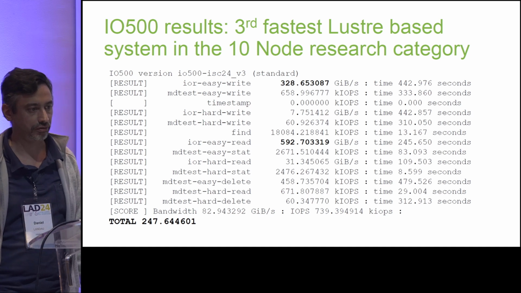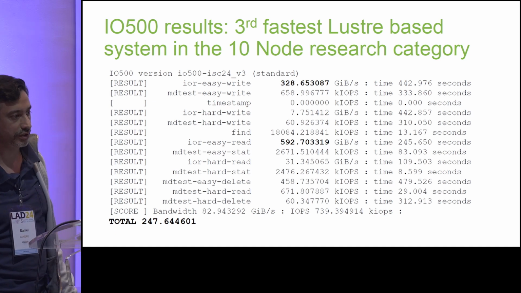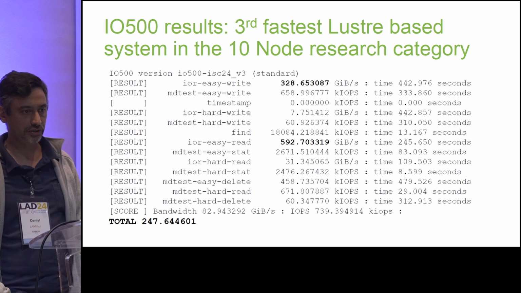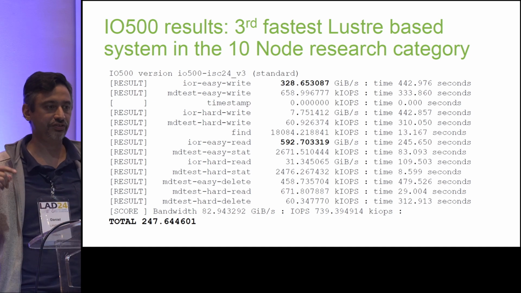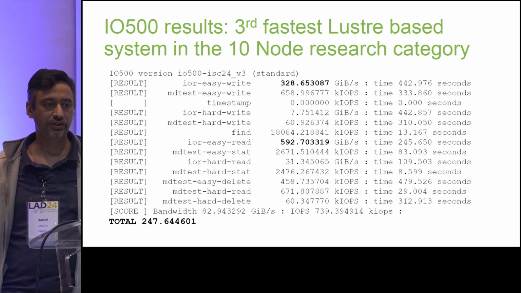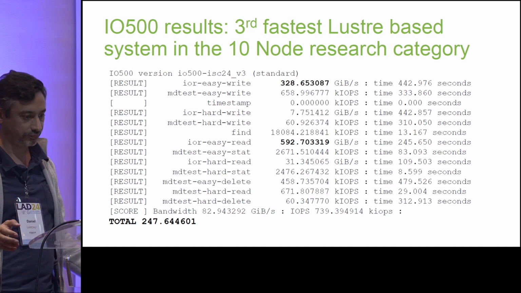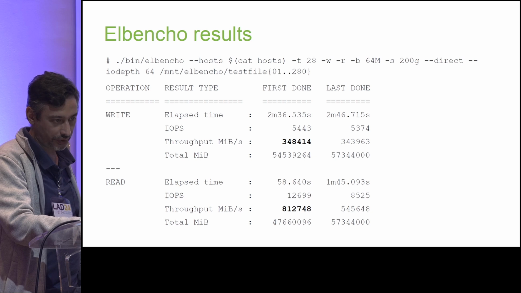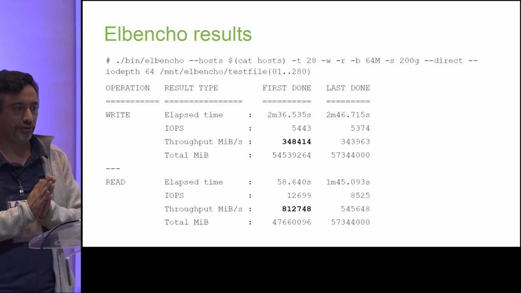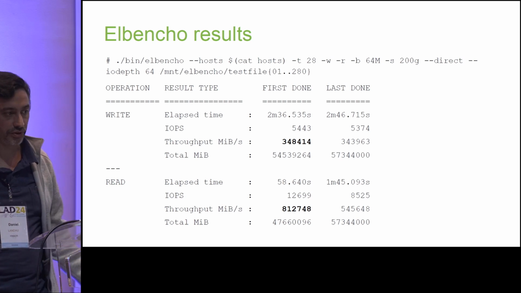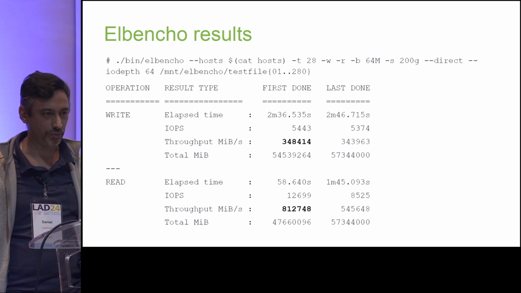So our client ran the IO500 test from 10 clients, and on total score, he received the third fastest Lustre-based result in the 10-node research category. He also likes to experiment. He took another test program. He recommended also using this program to me. I played a little bit, but to be honest, I think I've done something wrong.